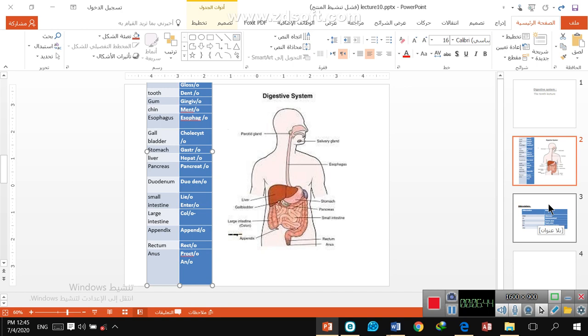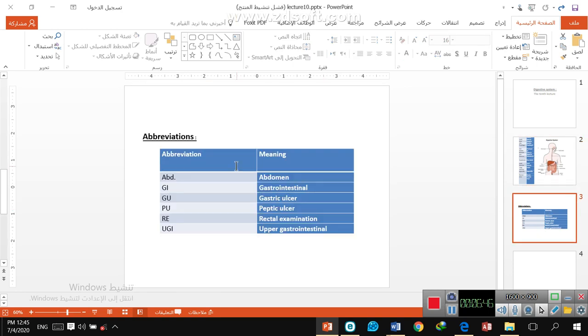About abbreviations. Abbreviations: when we pick the first letter from each word, that's called an acronym or initialism. And sometimes when you have one word, we take the first letter, the second, and the third letter and put them here, like abdomen. Here also the abbreviation, here the abbreviation, here the meaning.